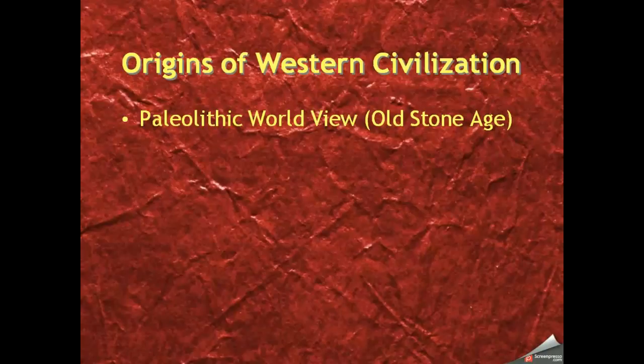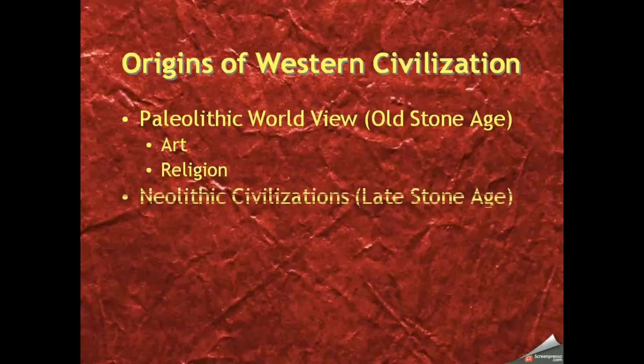As we look at the origins of Western civilization, we look at the Paleolithic world view, meaning the Old Stone Age. We also have art and religion. These are two very common things among all civilizations, but we have the artifacts that remain from ancient civilizations, such as in the Neolithic period. This would be the late Stone Age, the word neo meaning new, or the later times.